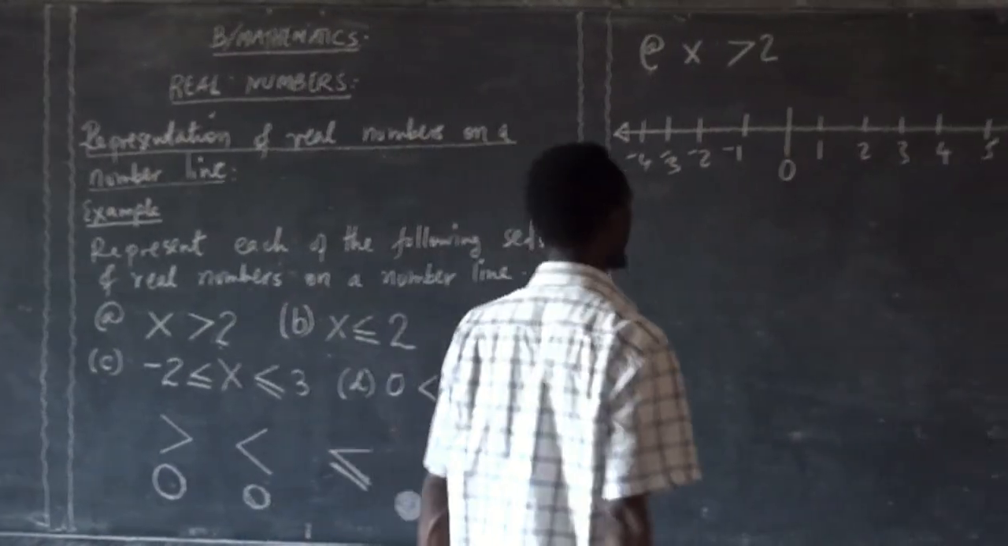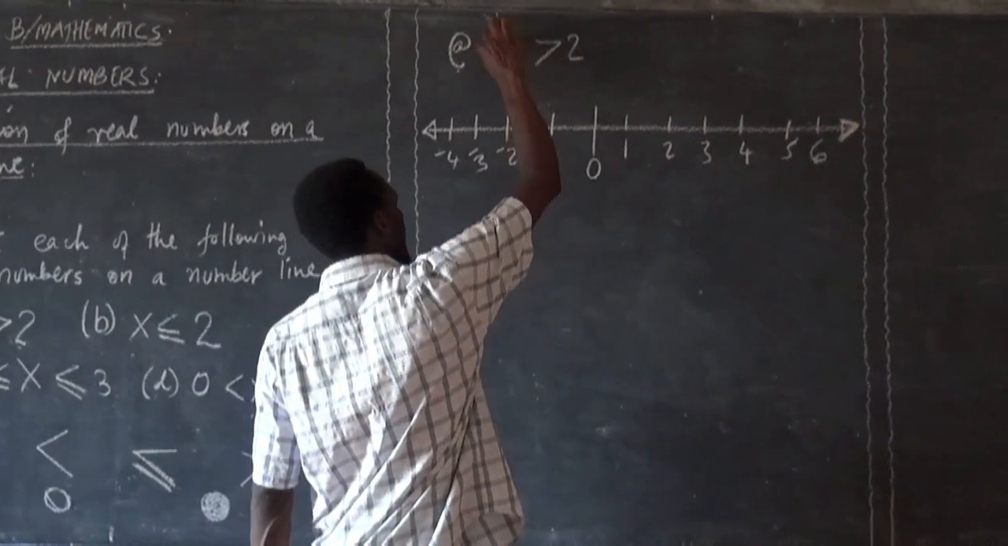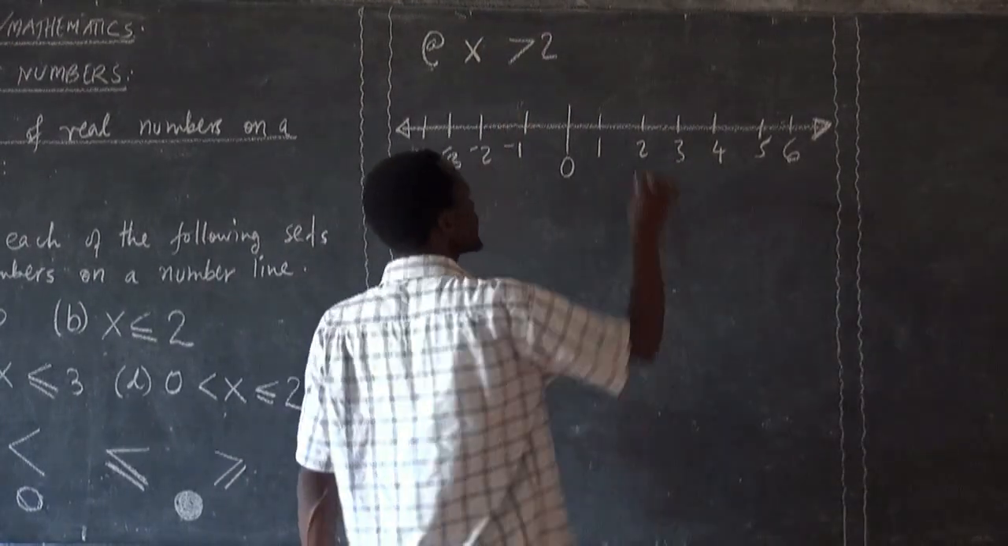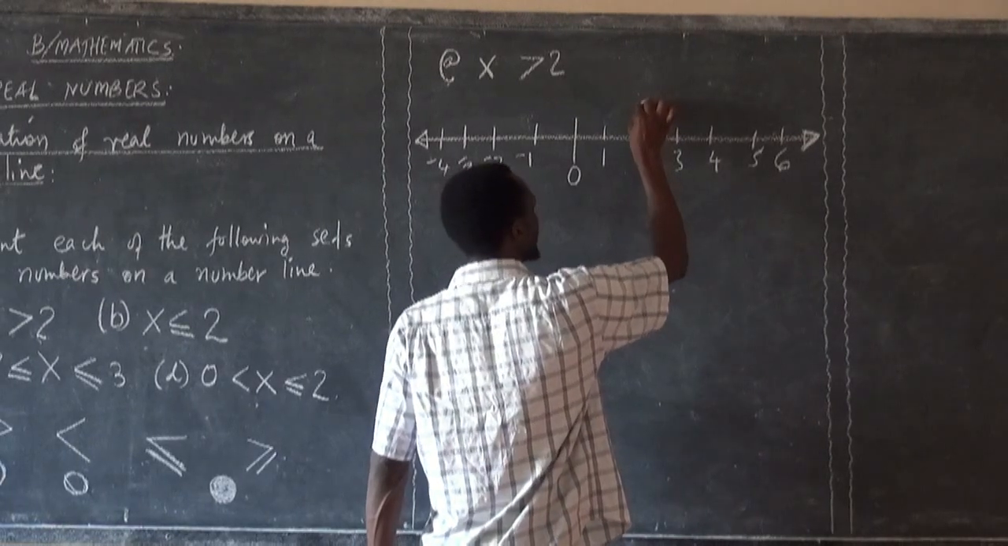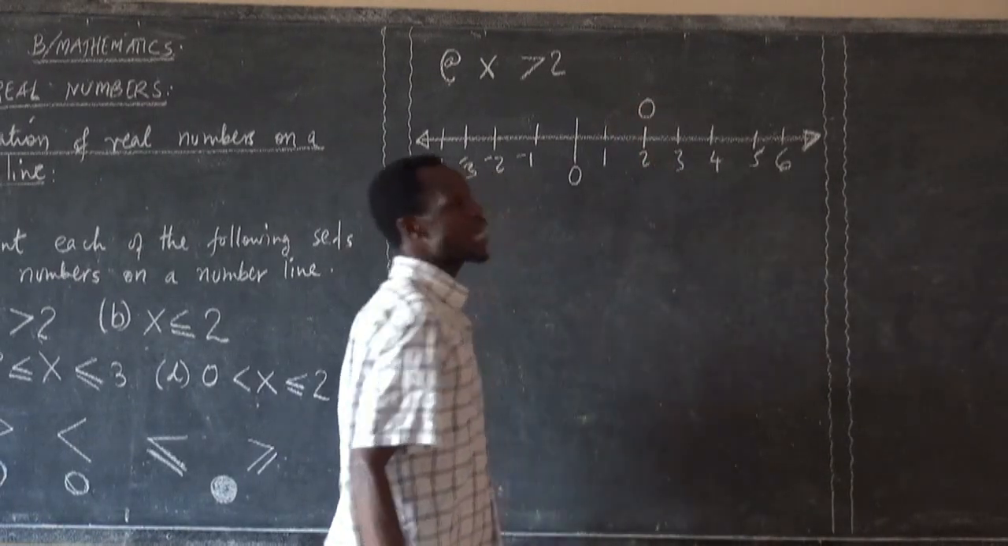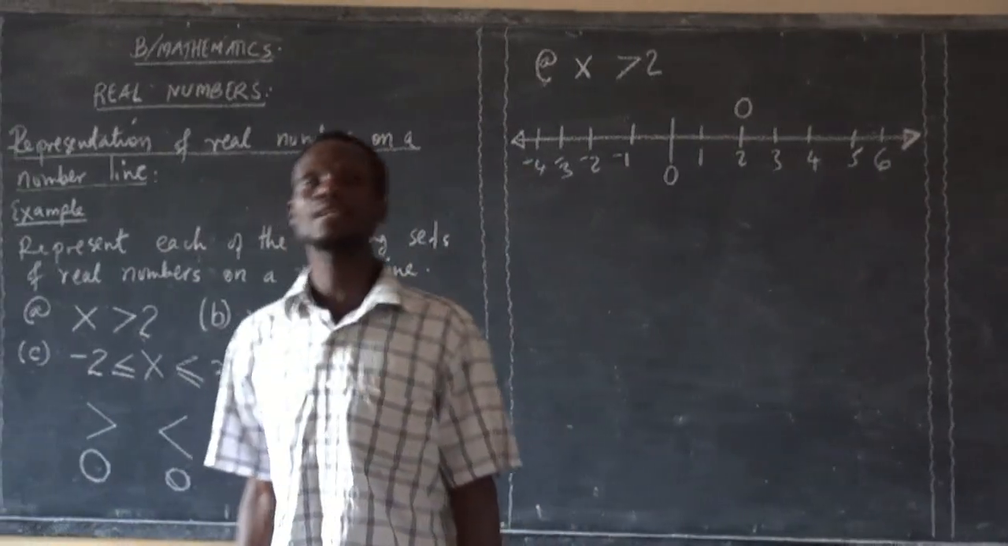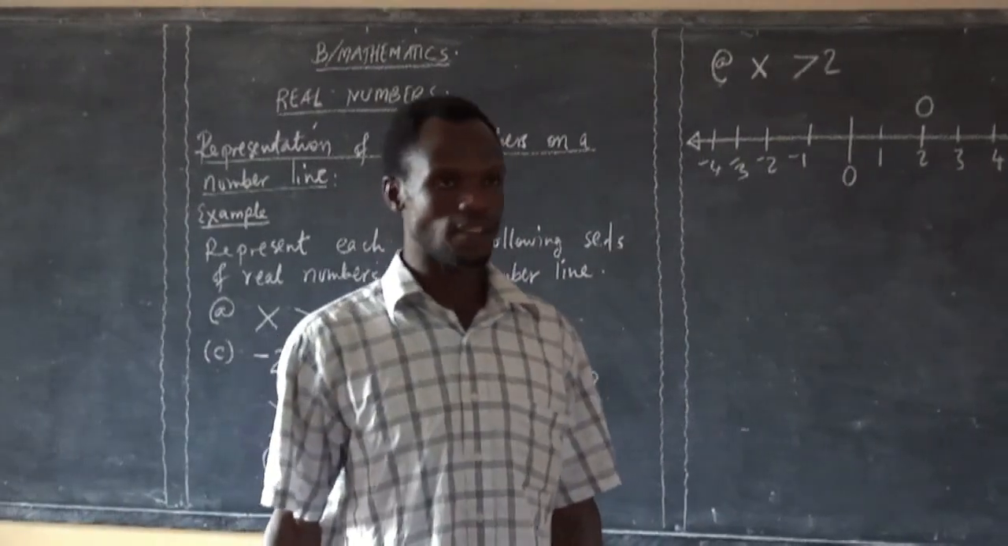If that is the case, now we're talking about x is greater than 2. Now 2 is here. We write here 2 with a circle which is not shaded, which means that it is not included.